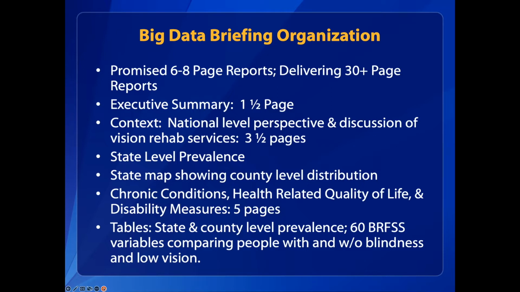So we want to show that variability. You know what happens if you're using national data, people say, well, here is the prevalence of vision impairment based on this case study. They say, well, our state's different. And that's true. So that's the reason we want to do a state level report.